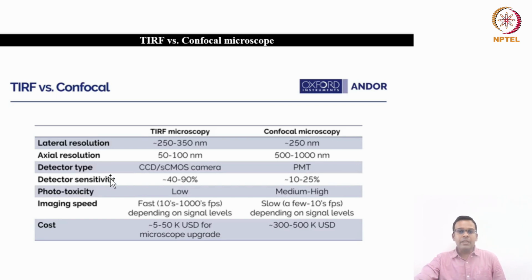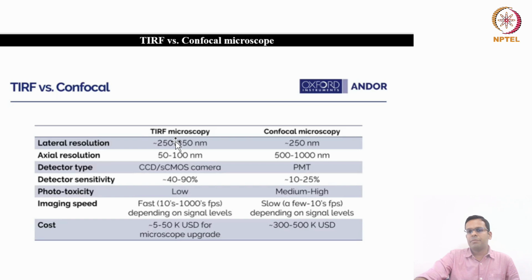Okay. Now, which kind of detector is used in TIRF microscopy? So generally CCD camera or the sCMOS, these days mostly the sCMOS cameras are used, whereas in confocal microscopy, photomultiplier tubes are used as a detector. And here the detector sensitivity is 40 to 90% because of the sCMOS camera. And here because of the PMT, the detection sensitivity is around 10 to 25%.